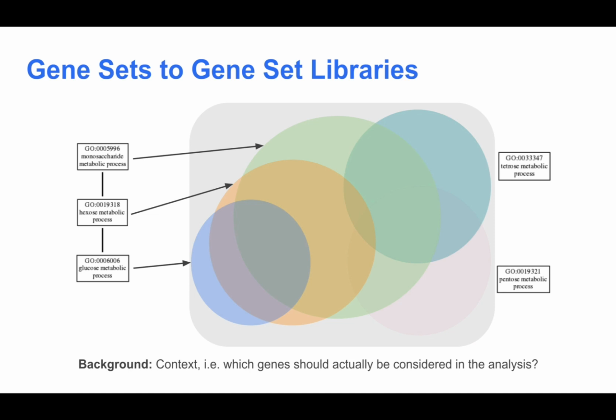And then the last term I want to introduce in this section is the background, which is the context of which genes should actually be considered when you're doing gene set enrichment analysis. Basically, you need to know what the possible genes or groups of genes are that could be significant to your analysis or your study before you can actually identify what is significant.